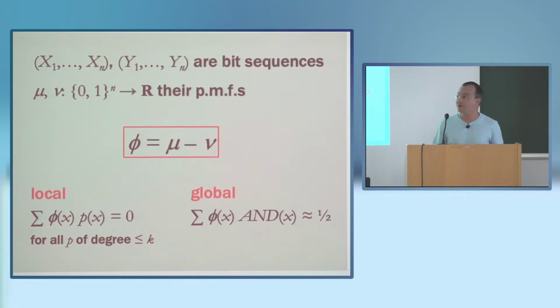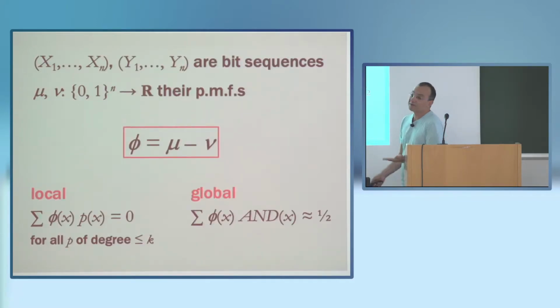Here I'm aiming for perfect security. We're going to go to statistical security later on. But if I want perfect security, it has to be exactly 0 for all the polynomials. Yeah, good questions.